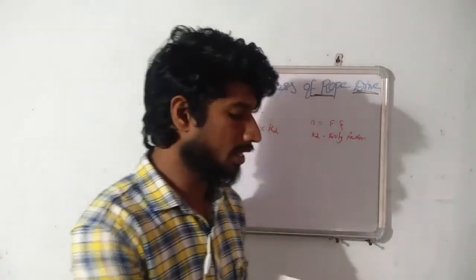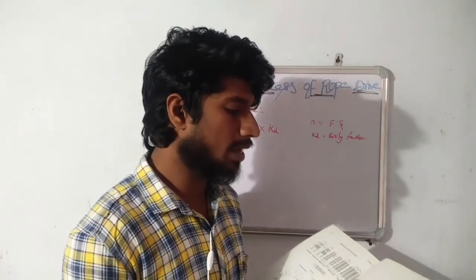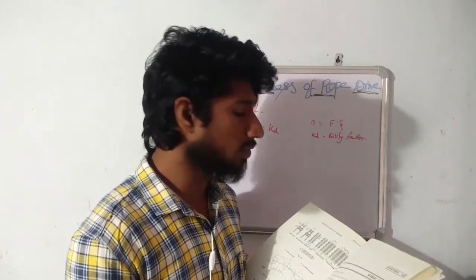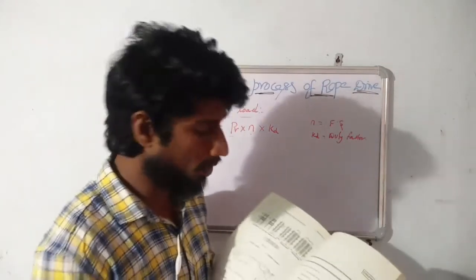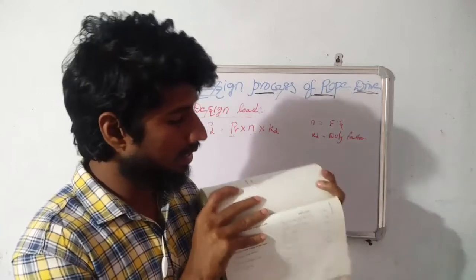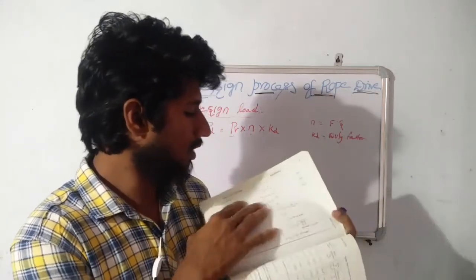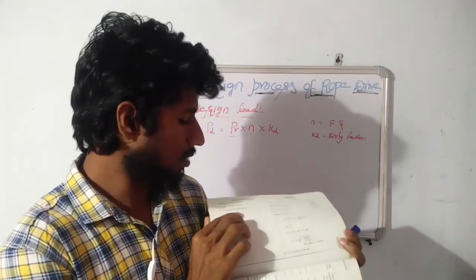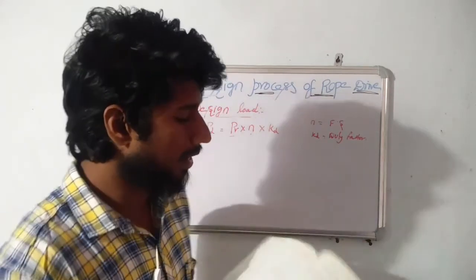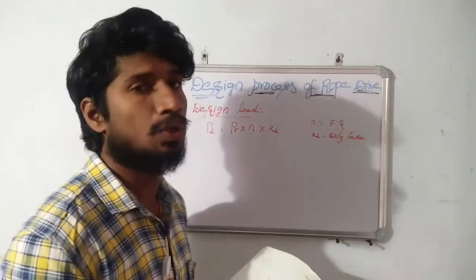So go to the design data book. In the old edition of the design data handbook, rope drives is the 24th chapter. Okay, let's see. These are the design steps that we are going to derive here, and these are also design steps here. Next, let's see how we consider the factor of safety and duty factor.